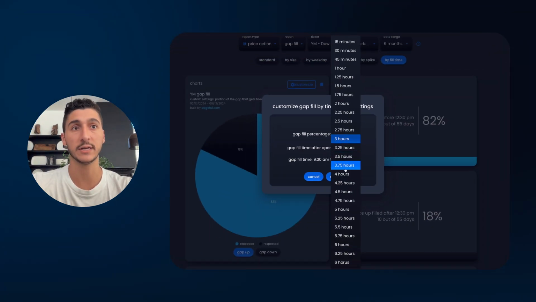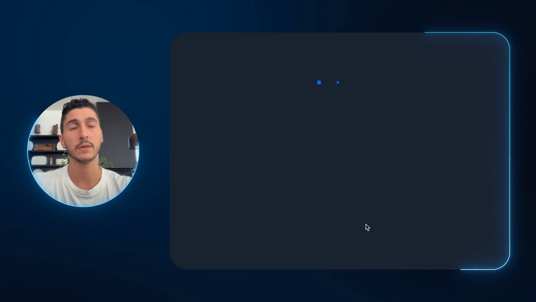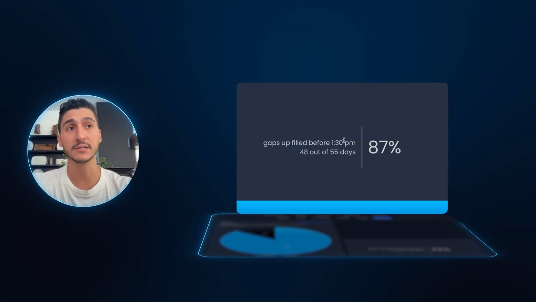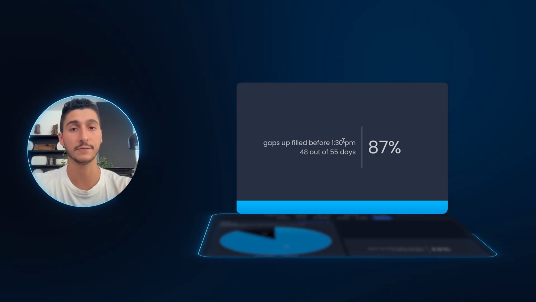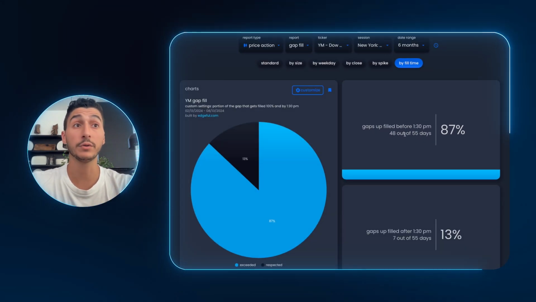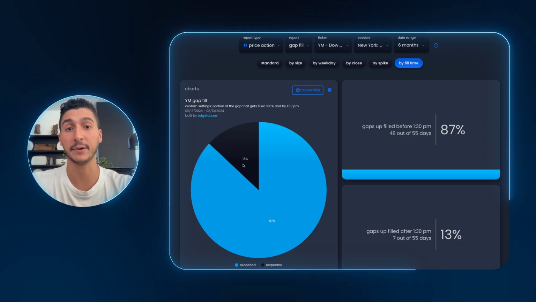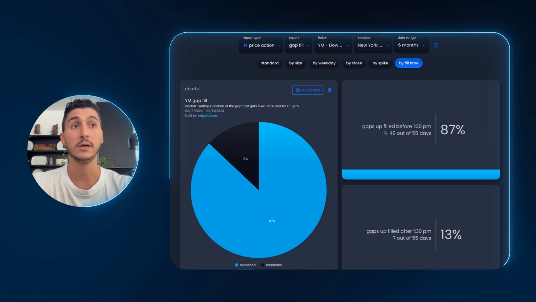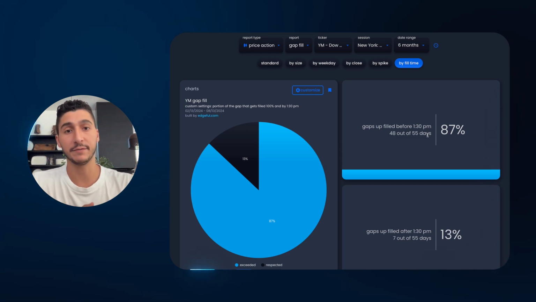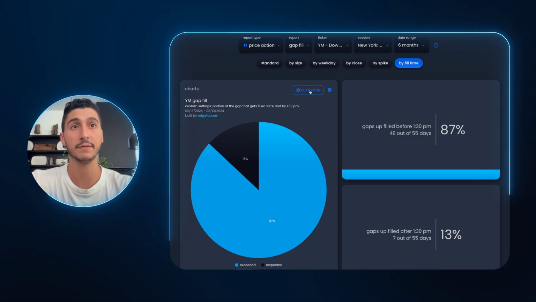Let's just keep pushing this out. Let's go to 4 hours here. You can see that almost 90% of the time now, if the gap hasn't filled by 1:30, it's not going to fill after that. Or only 13% of the time the gap has filled after that. So this report covers only the days where the gaps have filled and then checks the times of it filling.